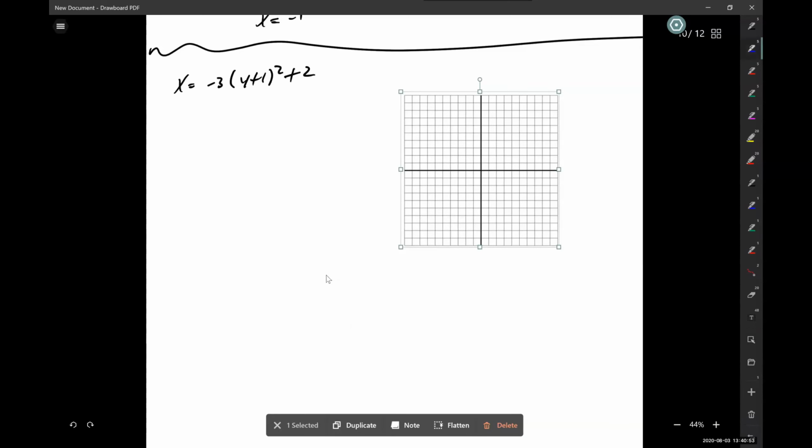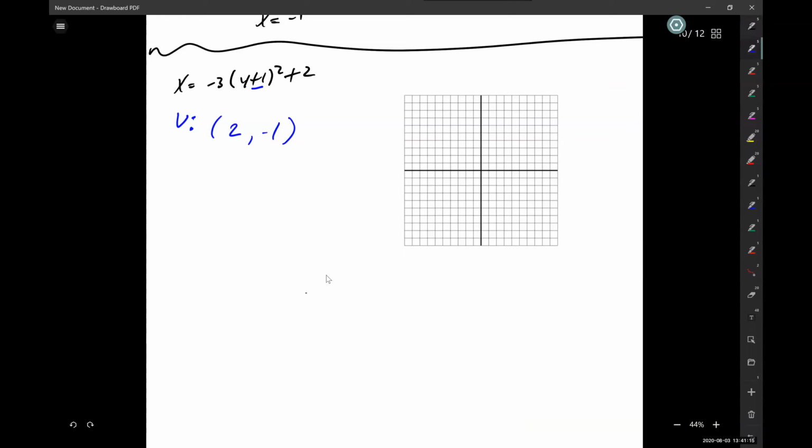Okay, so for my vertex, we have that the y coordinate is negative 1 and the x coordinate is positive 2. So plotting that at negative 1 puts me right there. And then just like before, we're still going to have this horizontal symmetry through that point. Now all we have to do is just plug in another point.